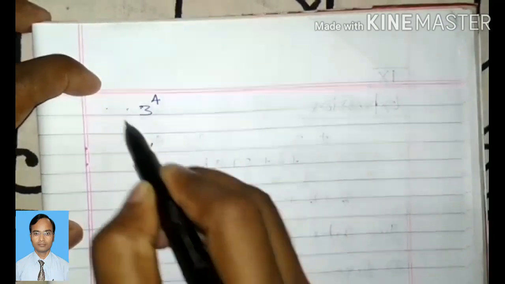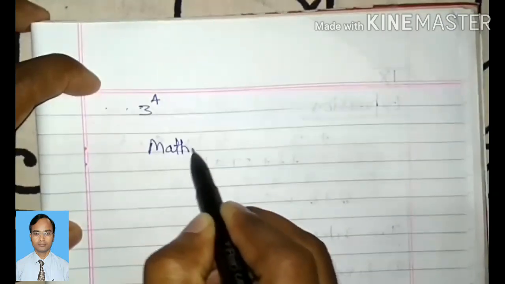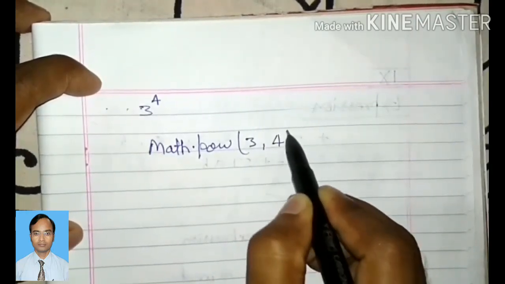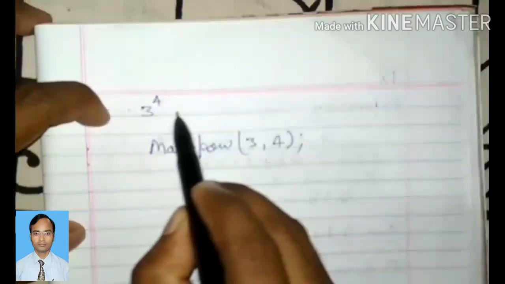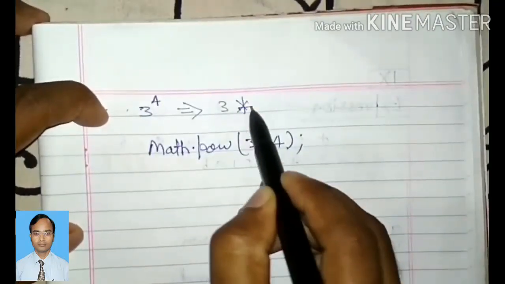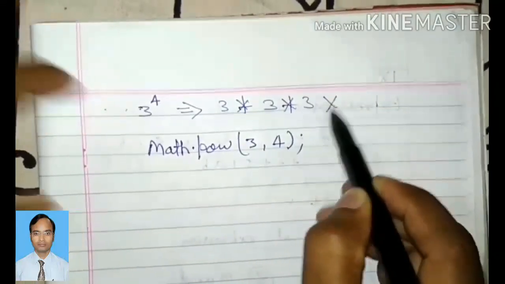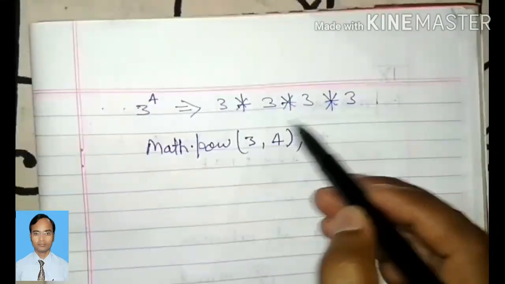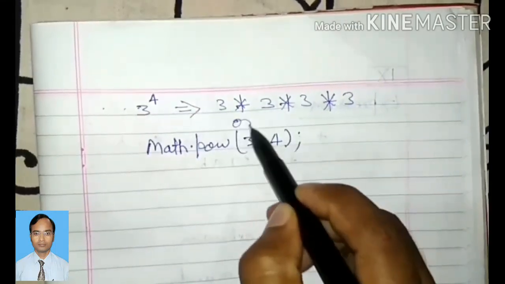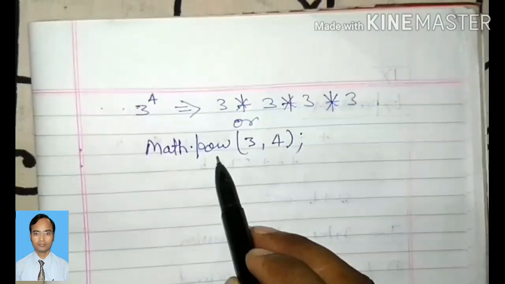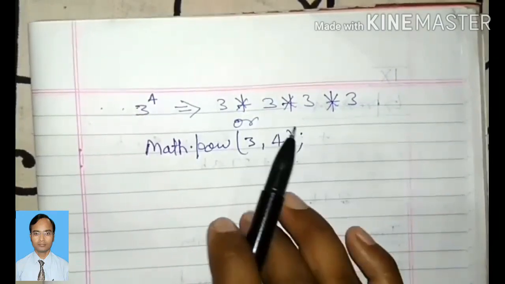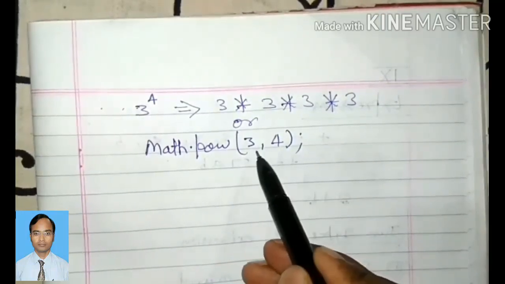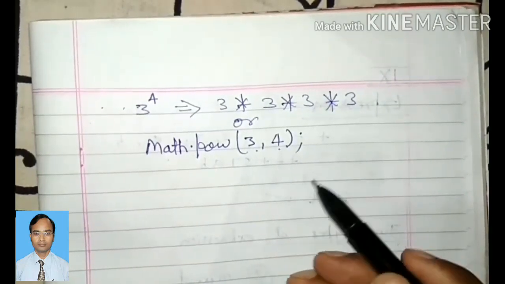Suppose we can calculate Math.pow, with the base here and the power here. You can directly calculate this like this: 3 into 3 into 3 into 3, multiplying 4 times, or you can use the math function Math.pow(3, 4). This is very easy. If you want to calculate a power, just use Math.pow with the base value and your power value.